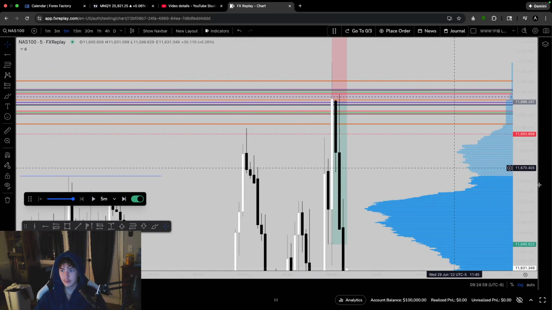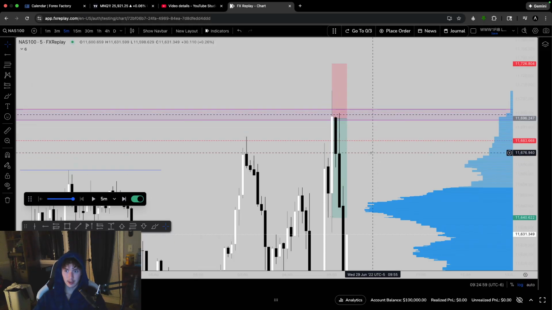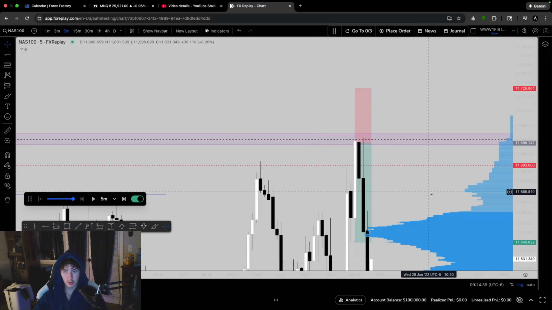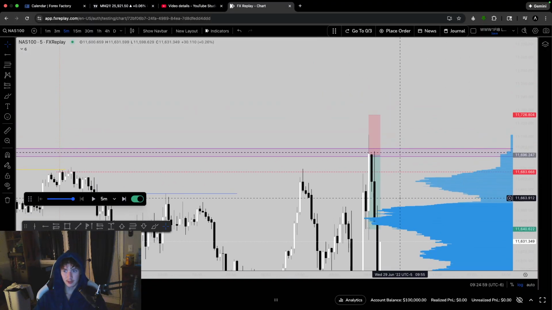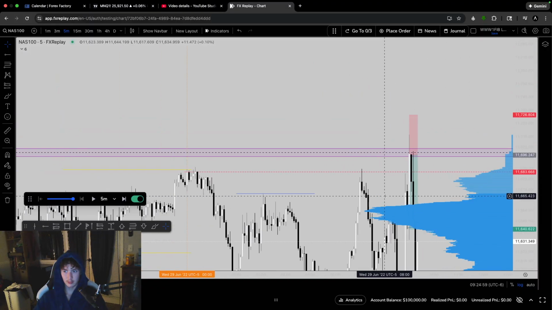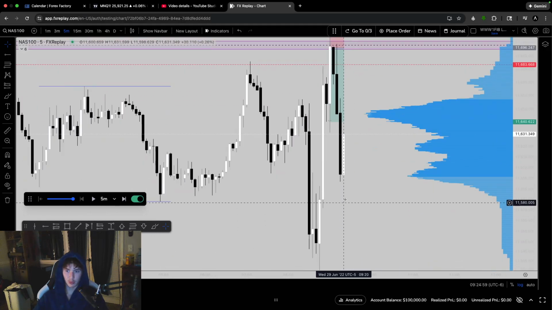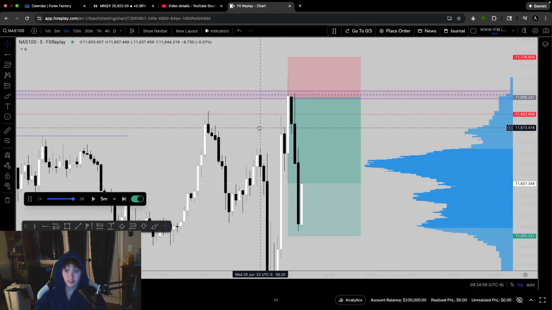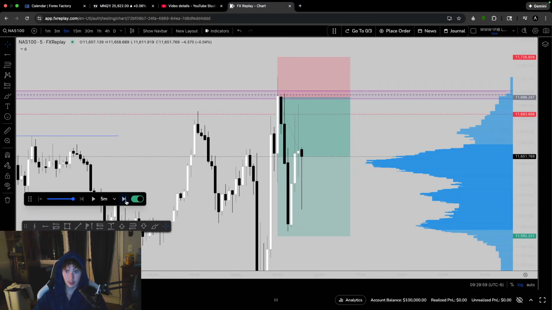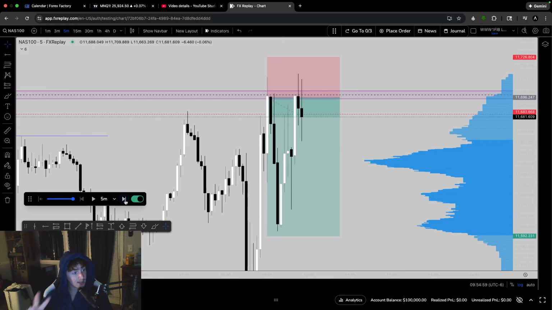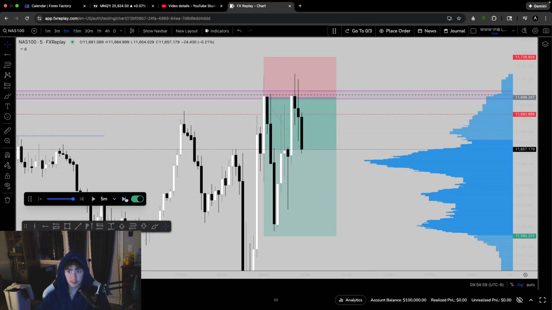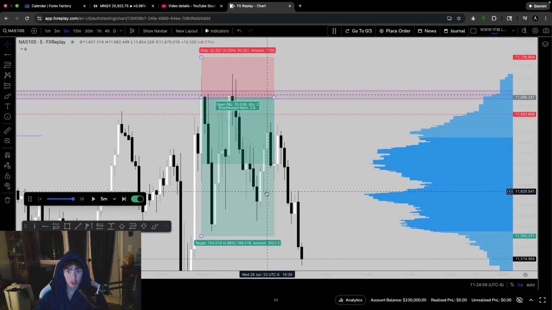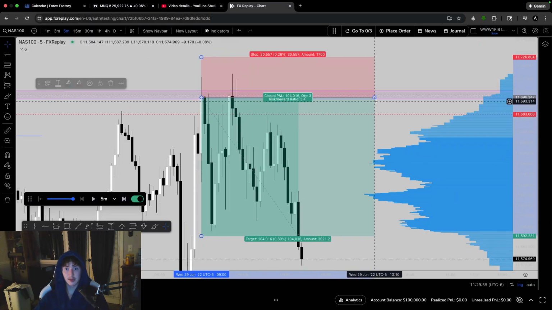Anyway, this just respected our area. And let's see if the low volume node is still there. It should still be there. Anyway, that proves my point. Let's see if it fills it in all the way. TP was already hit though. Well, let's see if it does. It respected it twice. You see that? 3 times? No, not 3 times.